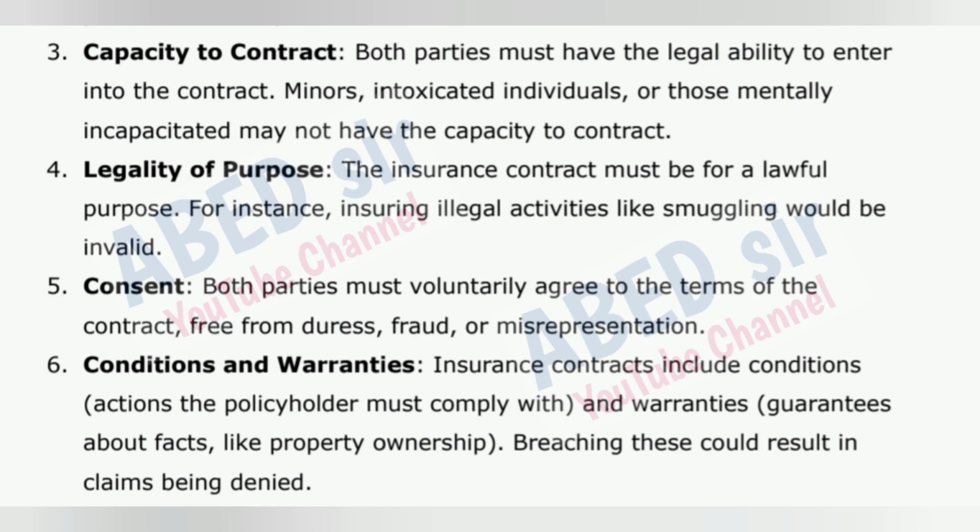5. Consent. Both parties must voluntarily agree to the terms of the contract, free from duress, fraud, or misrepresentation. 6. Conditions and warranties. Insurance contracts include conditions, actions the policyholder must comply with, and warranties, guarantees about facts like property ownership. Breaching these could result in claims being denied.